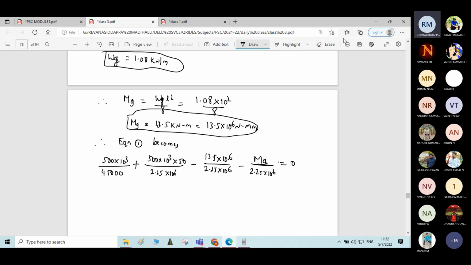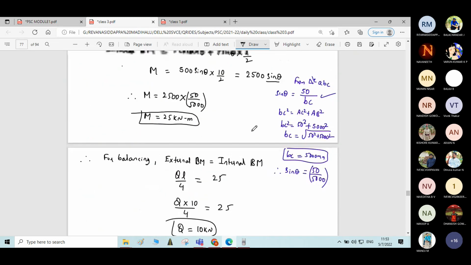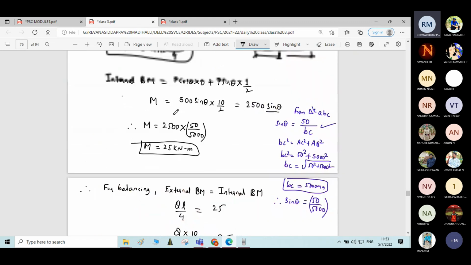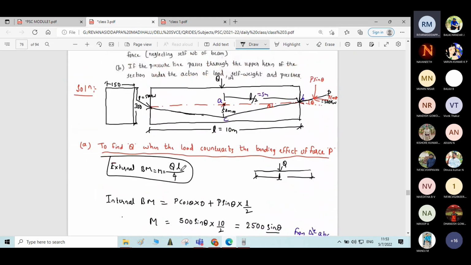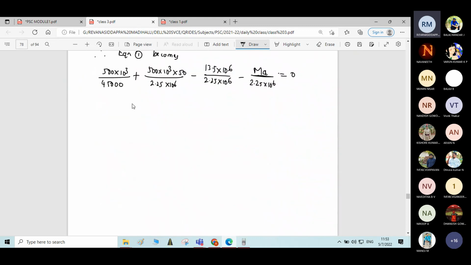Now you know the formula for Mq. What is the formula for the live load moment? It is QL by 4. We know that Mq is equal to QL by 4. Q you keep as it is. The length of the beam is known, 10 meter divided by 4. So 10 by 4 is 2.5. It becomes 2.5 Q. Therefore, Mq is equal to 2.5 Q.